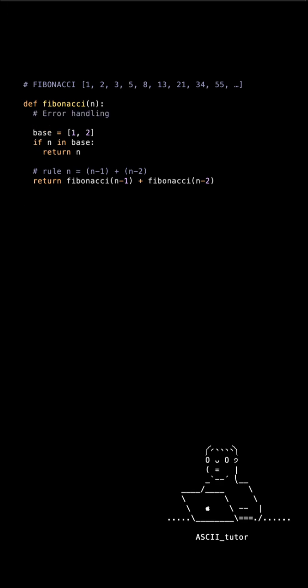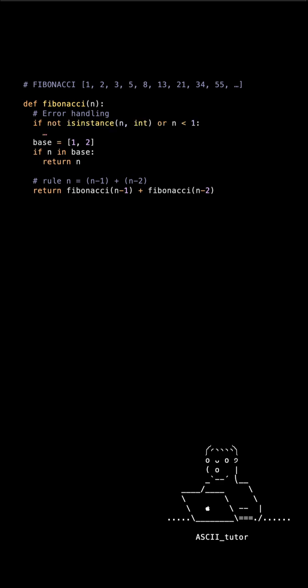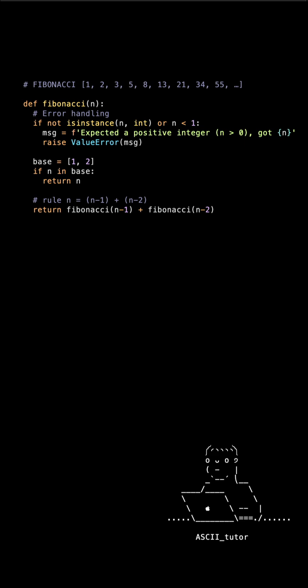Let's make it better. Until now we assumed perfect input. In the real world, user input can be interesting. We need error handling. The Fibonacci sequence requires natural numbers. If you feed it 0, negative numbers, or floats, the function would recurse forever. A disaster. So, if n doesn't pass muster, we politely inform the user and raise an error.